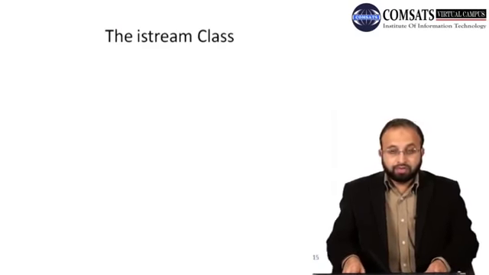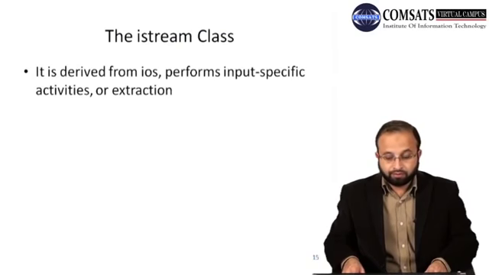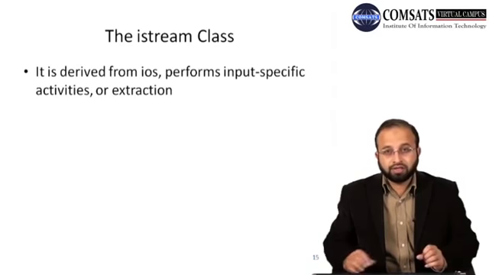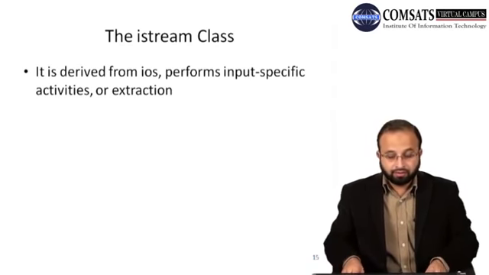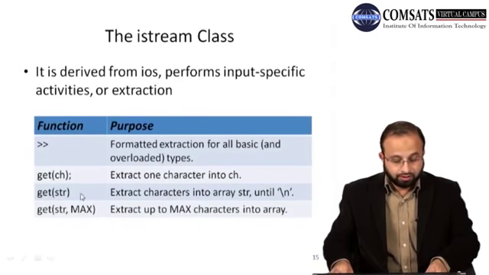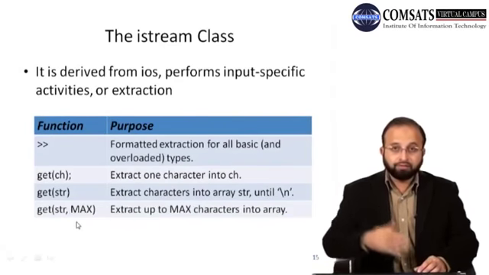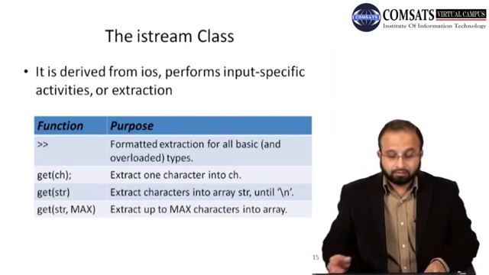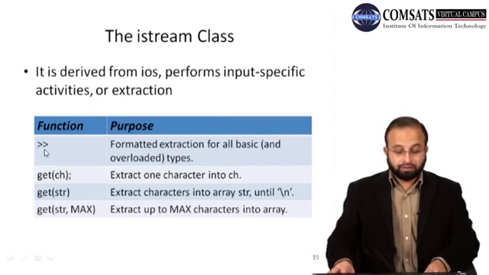Now let's look at the istream class. It is derived from ios. It performs input specific activities or extraction. So we use the stream extraction operator with cin. So it will extract from cin and assign it to the variable, right? So functions, these are the list of the functions. You can find the complete list in the book by Robert Lafore. The purpose of the stream extraction operator is formatted extraction for all the basic and overloaded types. So we can overload this operator for any particular type.